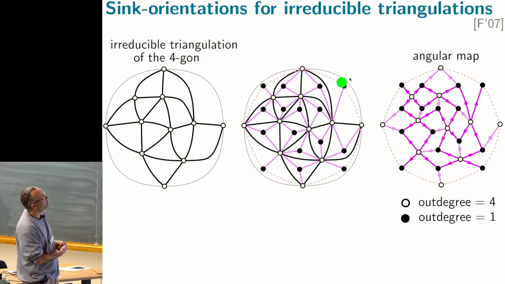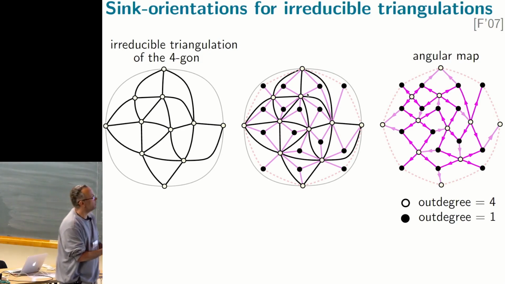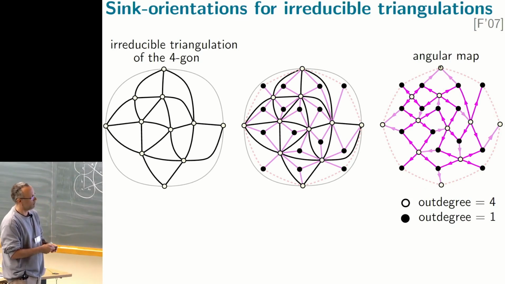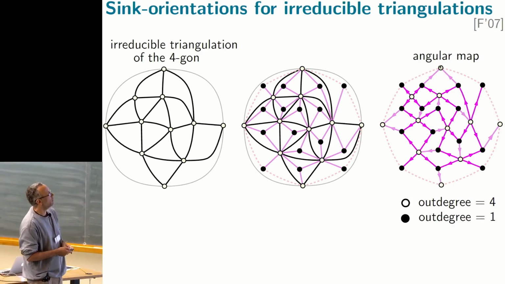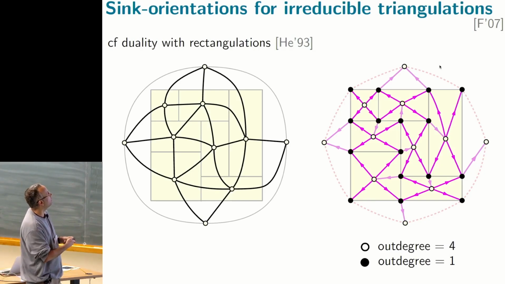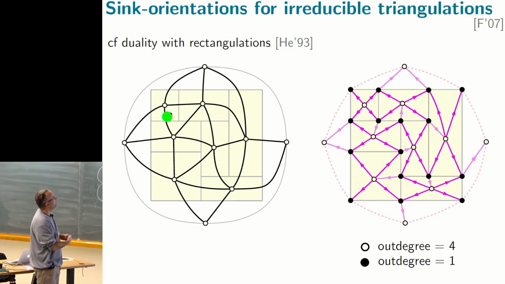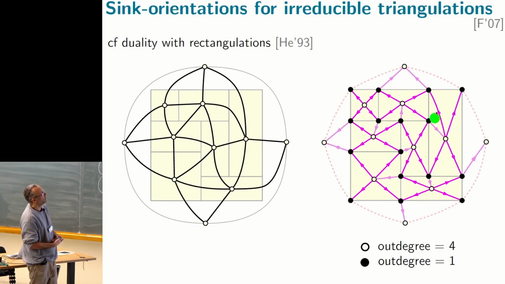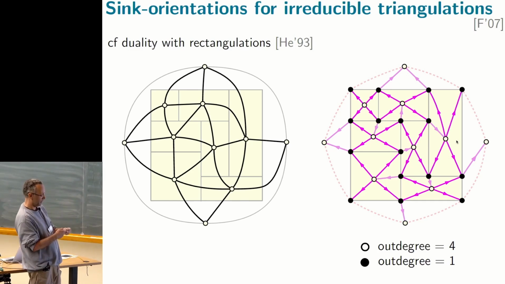So the black vertices have degree 3, corresponding to the triangle. And actually, the orientations have outdegree 4 at white vertices and outdegree 1 at black vertices. So they are a little more complicated, but they are very natural if you think that these triangulations are the ones that can be the dual of rectangulations, okay? And now this orientation just corresponds, the 4 outgoing edges at white vertices correspond to the ones going to the 4 corners of the corresponding rectangle here, okay?